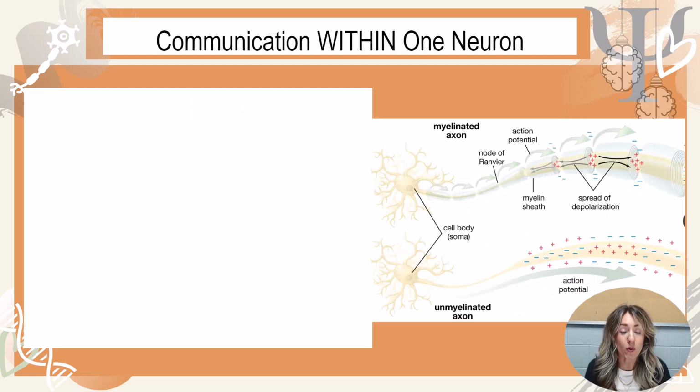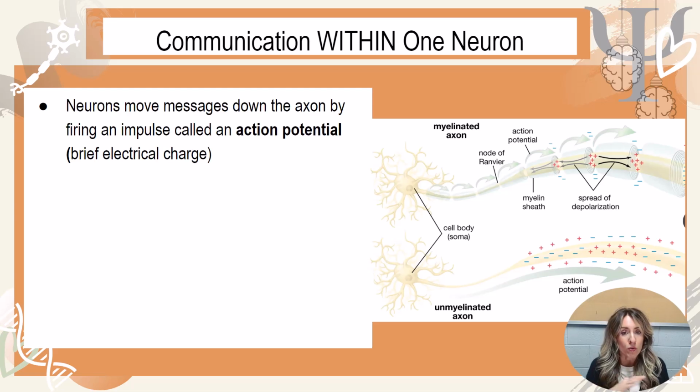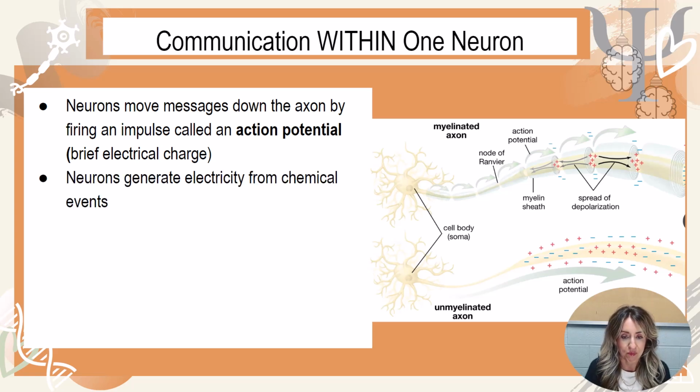Okay, so we're going to focus first on communication within one neuron. Just some basics on the way that neurons work: neurons move their messages down the axon by firing an impulse, and this impulse is called an action potential. This is just a brief electrical charge that travels all the way down the axon, and with it, that's the message moving. Neurons generate their electricity for this charge from chemical events that happen to the neuron.